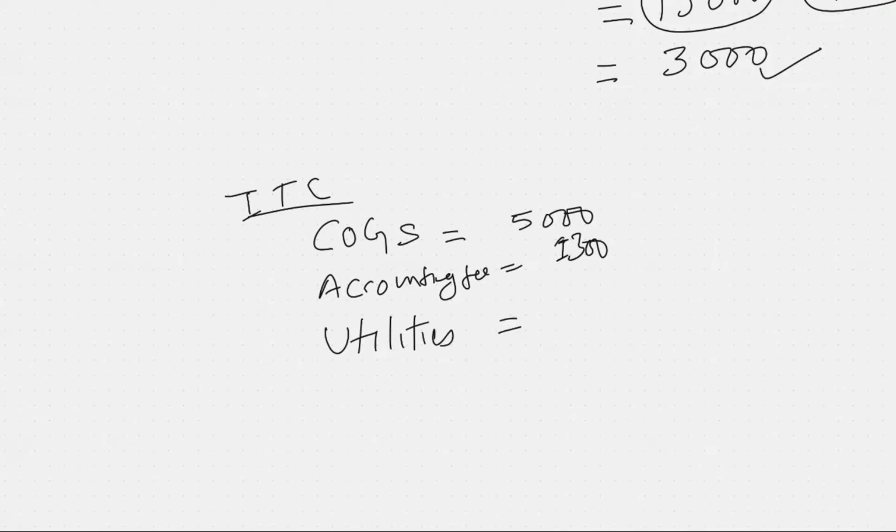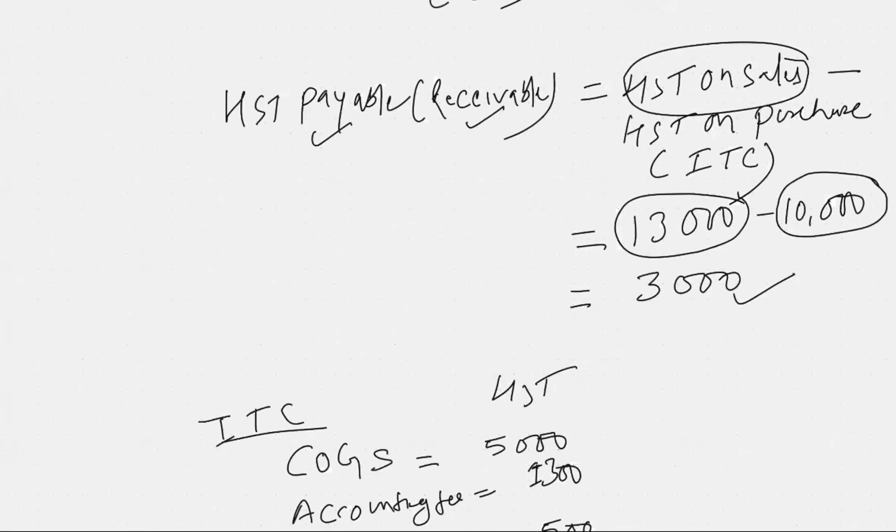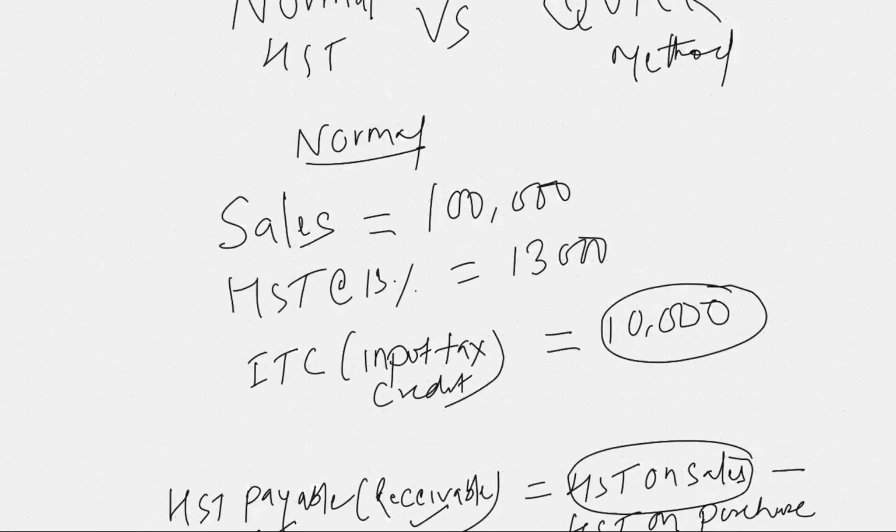Suppose you pay $500 of HST in utilities. I'm just talking about HST, okay? When I'm talking about the ITC, you only need to consider how much HST you paid while purchasing goods or incurring expenses, or sometimes purchasing assets as well. You just have to total all the ITCs and the value comes over here. Here I'm just giving an example; the total may not match exactly, but this is how you'll do it.